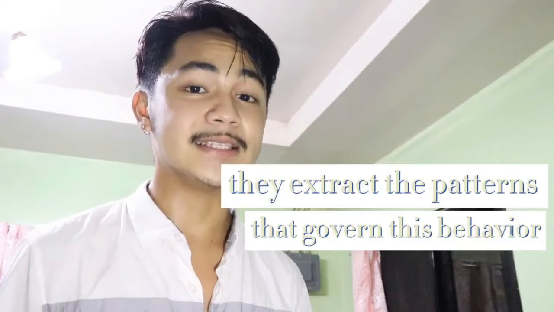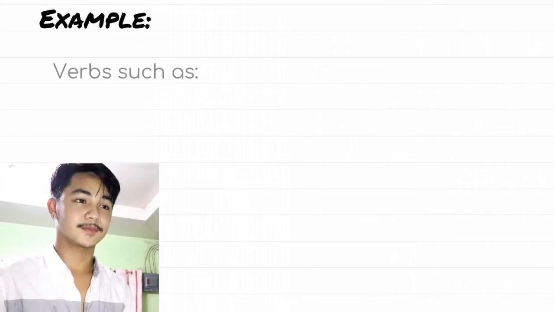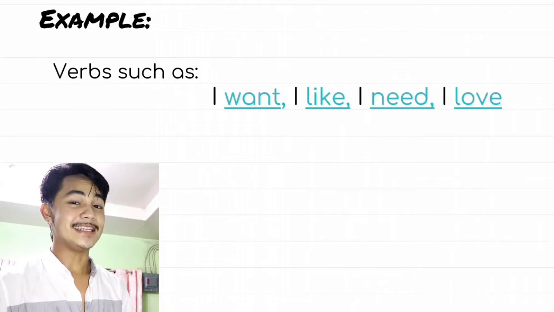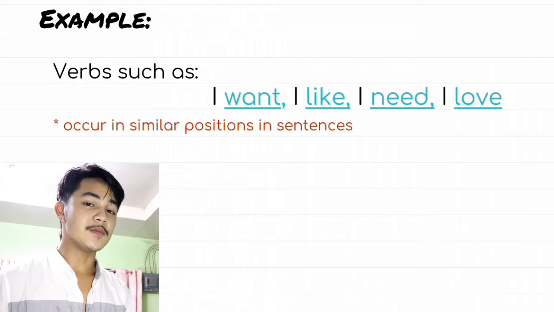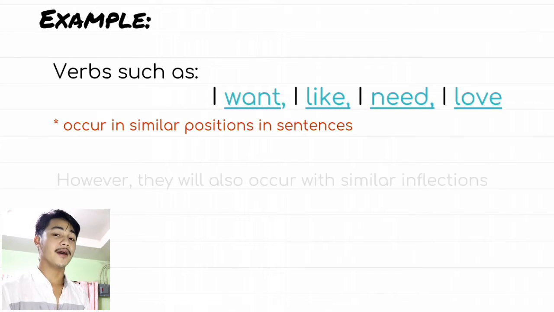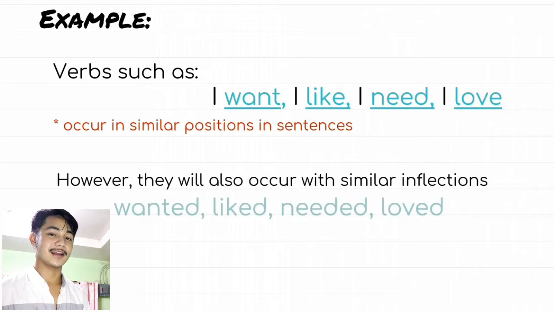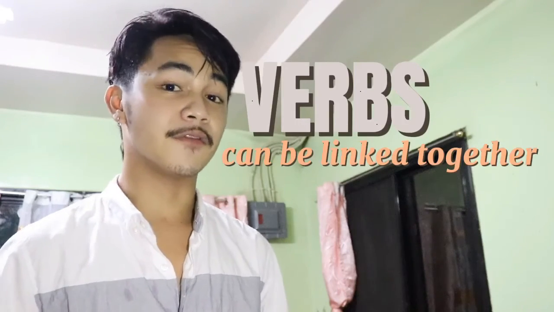However, words that are used and occur in the same context tend to purport similar meanings, and children extract the patterns that govern this behavior. For example, most verbs such as I want, I like, I need, I love will occur in similar positions in sentences. However, they will also occur in similar inflections such as wanted, liked, needed, loved. Therefore, on the basis of these similarities, verbs can be linked together into a verb category.